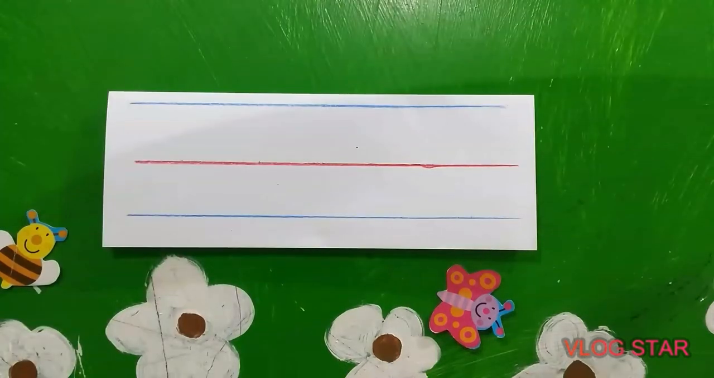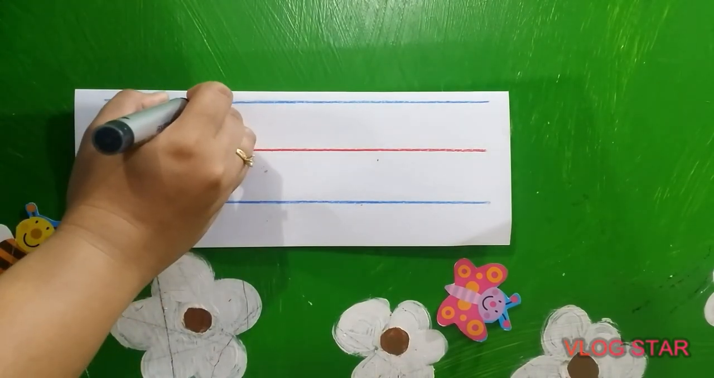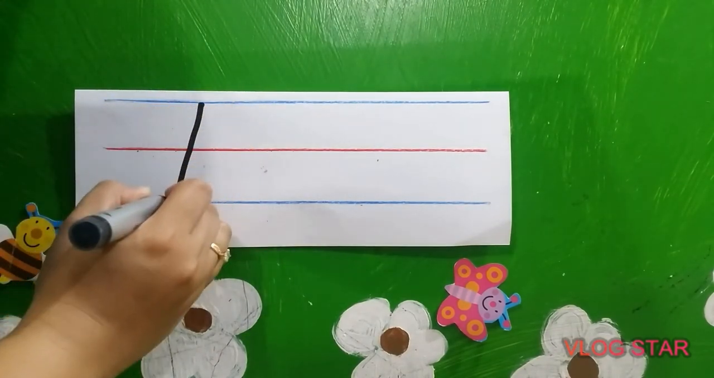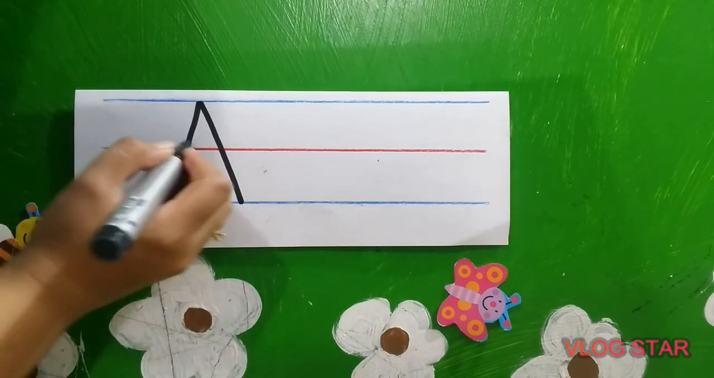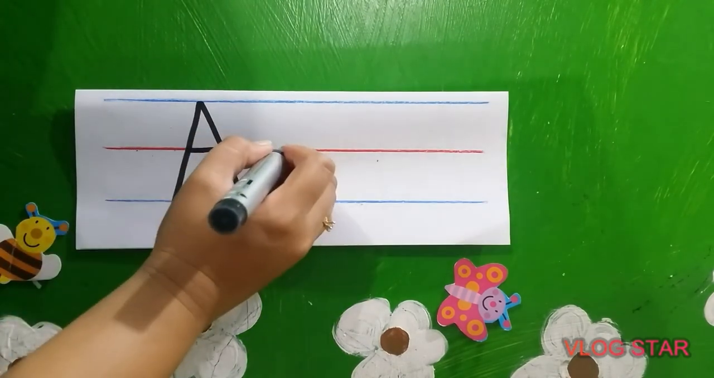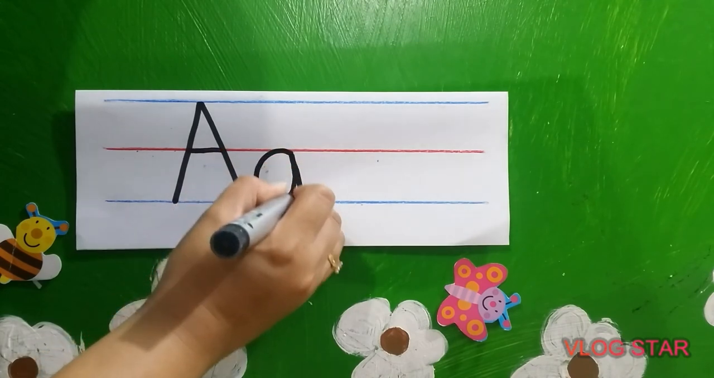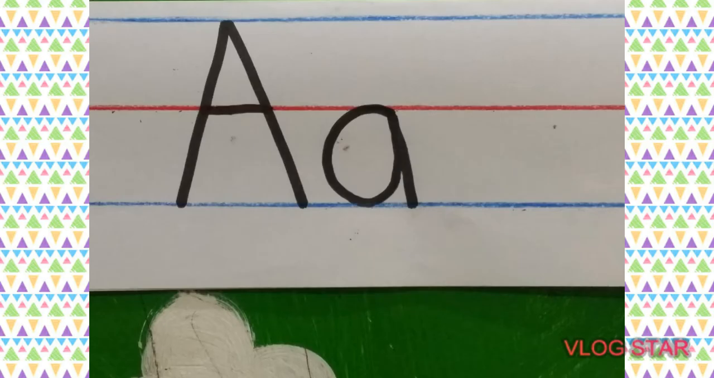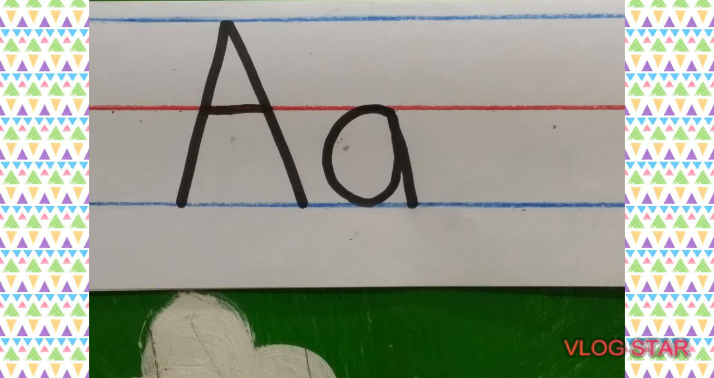Do you think you can make the letter A now with me? Okay, let's do it again. Slant line down, left to right. And the small letter A, circle up. Down. Yes, good job. Now you know how to write the big and small letter A.